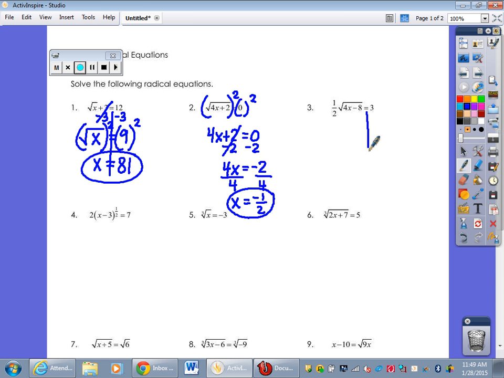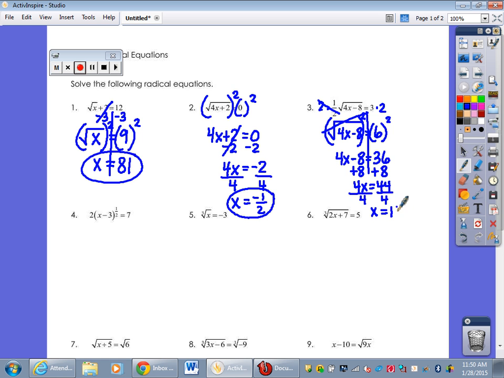Next one, got to get rid of that 1/2, so you're going to multiply by 2 on both sides. Get the square root of 4x minus 8 equals 6. Now we can square both sides. Get 4x minus 8 equals 36. Remember that squaring the square root cancels out the square. We add 8. So 4x is equal to 44, and then we divide by 4. So x is equal to 11.